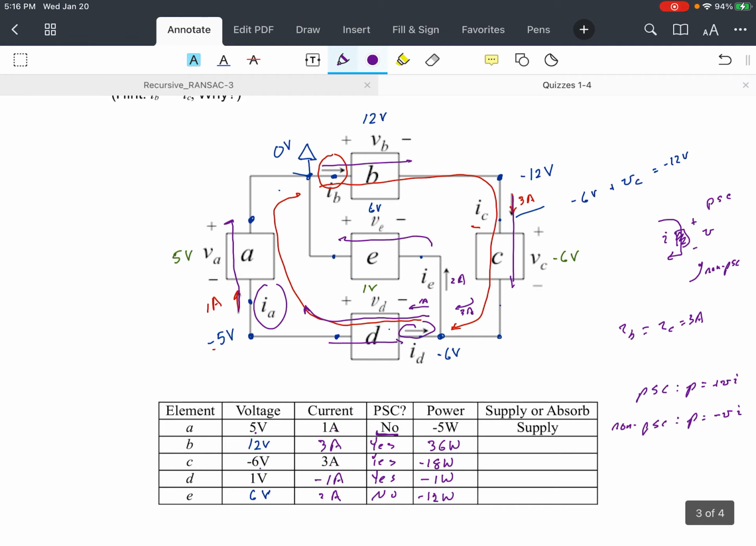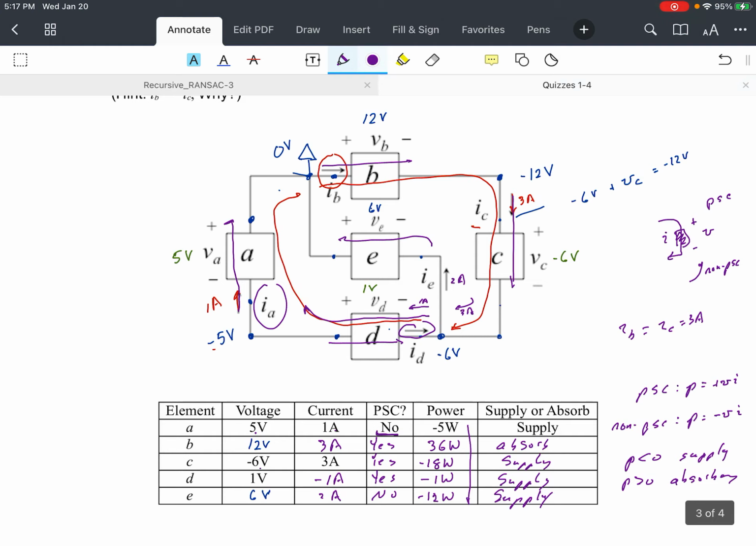Okay, now when the power is negative, so power less than 0, we're supplying power to the circuit. When the power is positive, greater than 0, we're absorbing. So positive here means absorb, negative means supply, negative means supply, negative means supply.